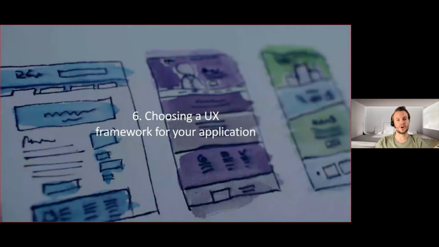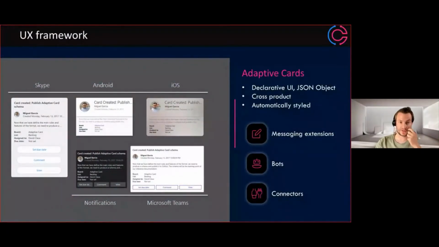So now you know how to build your backend code. But your backend code is just one part of your application. Of course, you have to surface your application and have a good UX or UI right inside Microsoft Teams. So another decision to make is how you want your application to look and feel when you show it in Microsoft Teams. One of the first things you can do is work with adaptive cards.